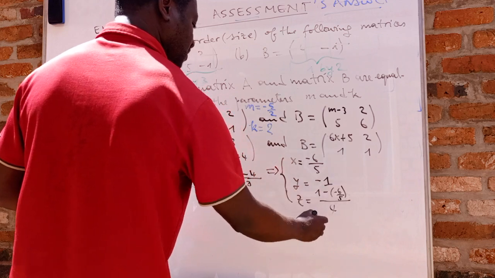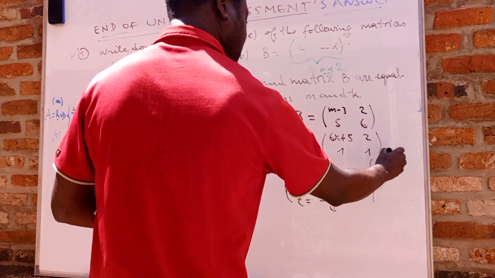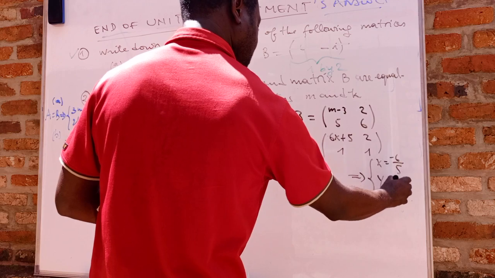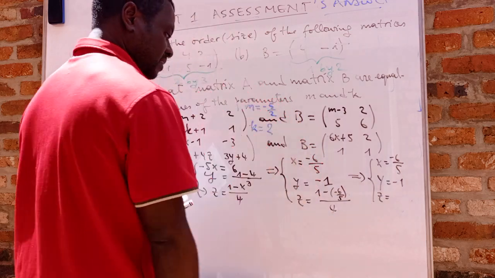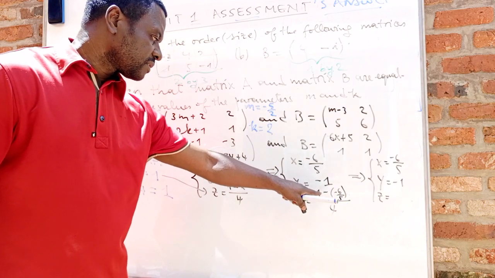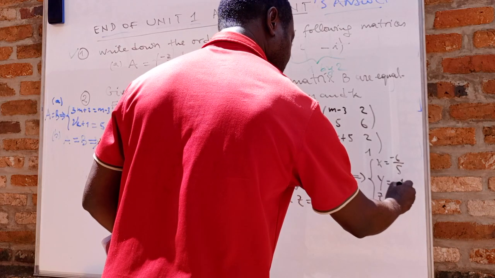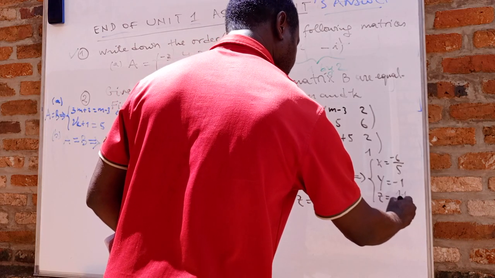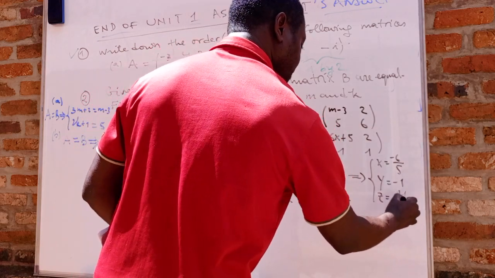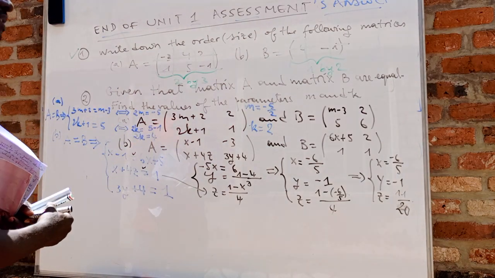X is -6/5. So in this case, what is the result? X is -6/5, y is -1, and z is, now we have 1 plus 6/5, which is 11/5. And now this is over 4, which is 11/20. 5 times 4 is 20. Now these are the values, and we can check.